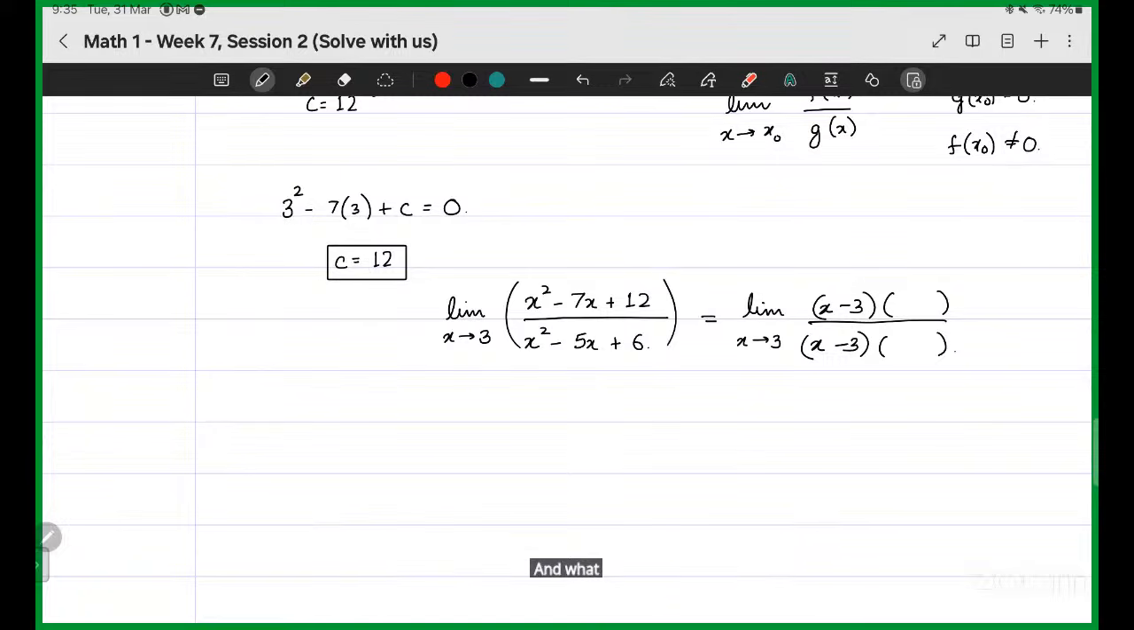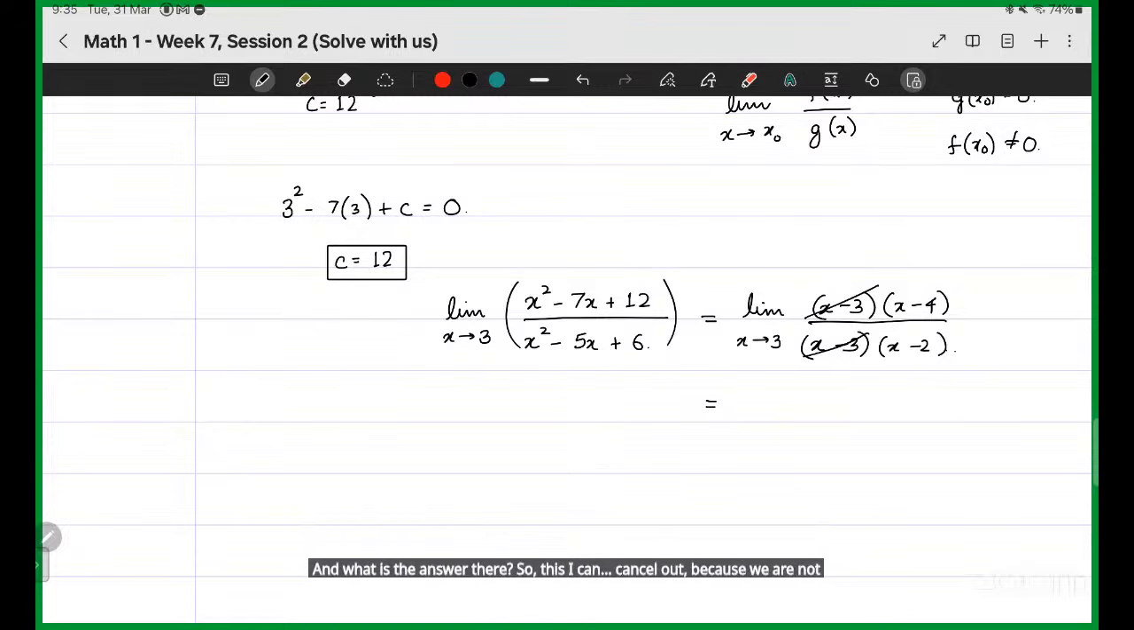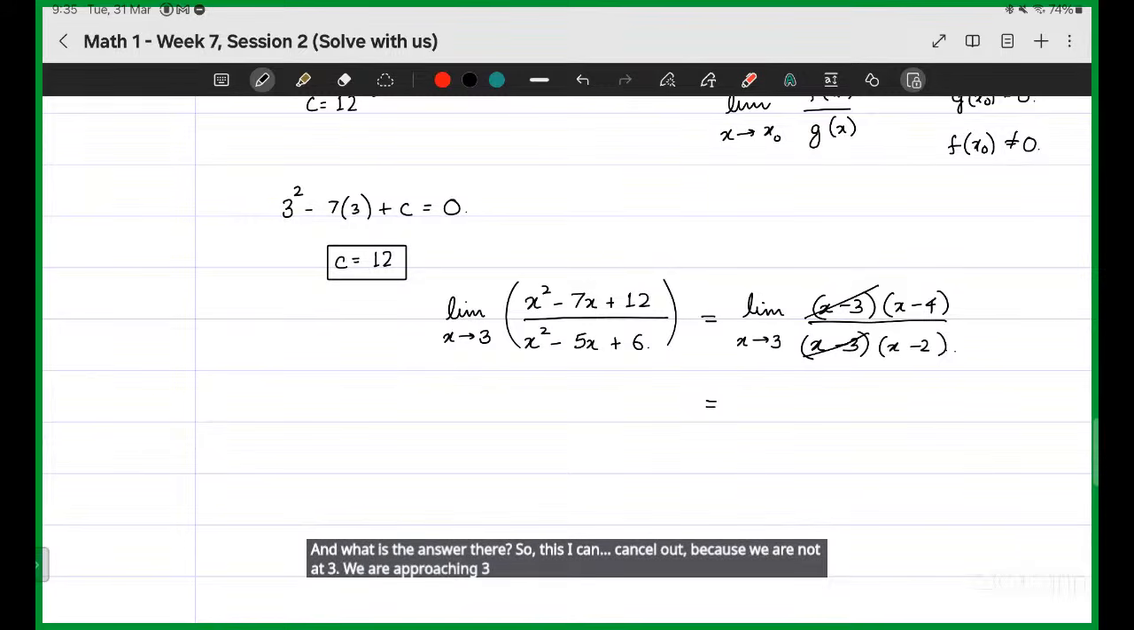And what is that something? In the numerator, what is it? X minus 4. And in the denominator, what is it? X minus 2. And what is the answer then? So this I can cancel out because we are not at 3. We are approaching 3. So x minus 3 is a non-zero number over here. So I can cancel it out.